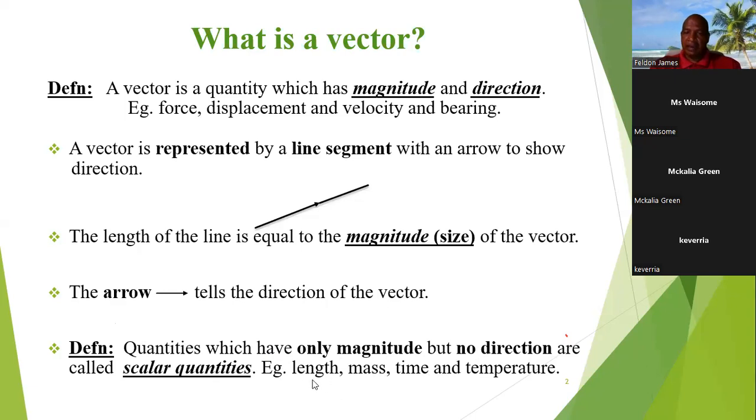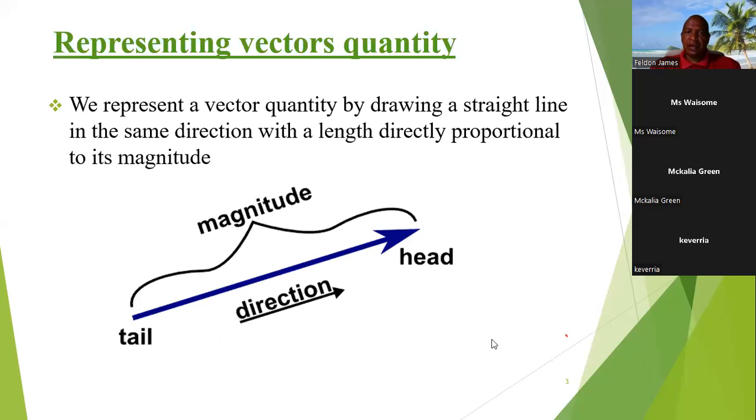So length, when we're not considering any direction, would be a scalar quantity. Mass would be a scalar quantity. Temperature, time, all of these don't depend on any direction, so these are scalar quantities. You should be able to tell what is a scalar quantity as opposed to a vector quantity. Force, displacement, velocity, bearings, all of those are vector quantities. All right, with that said, let us move on.